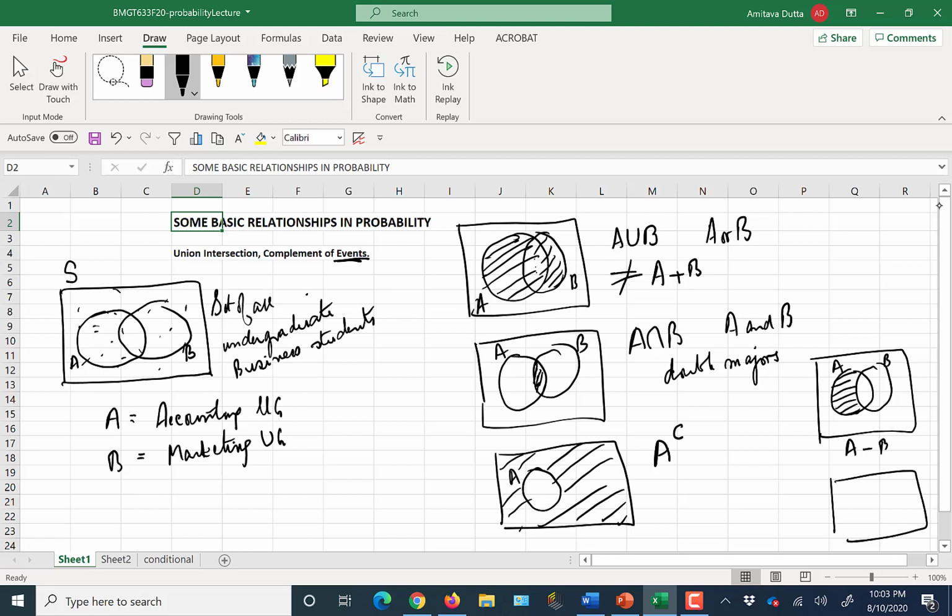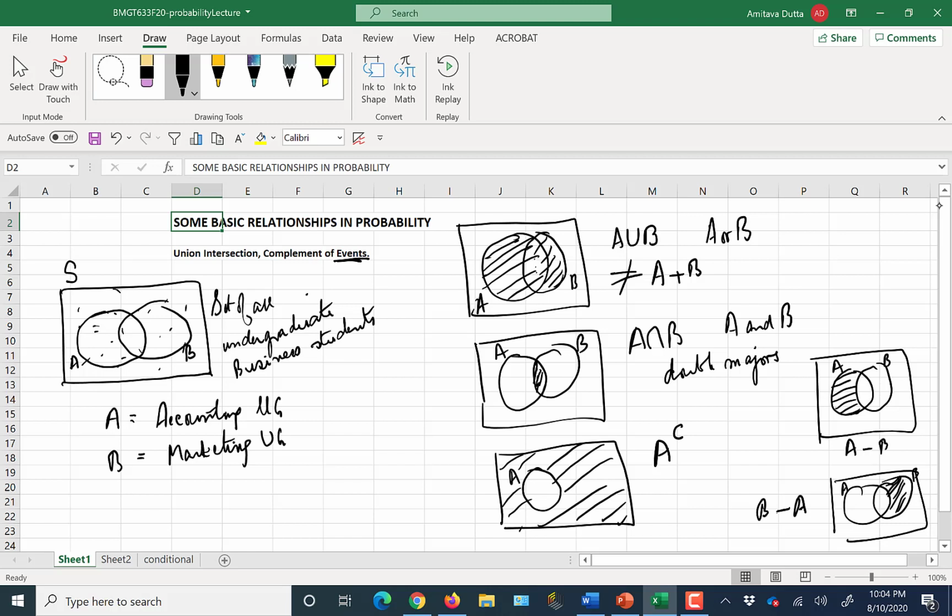Similarly, here's A, here's B, if I shade this portion, this is B minus A. These are all the undergraduate students who are marketing students but who are not accounting students. Okay, so union, intersection, difference, and complement. These are called Venn diagrams. I'm sure they should ring a bell from high school, but this is the foundation that you need to build up more complex probability calculations from the simple ones that we had discussed earlier, namely outcomes and events.